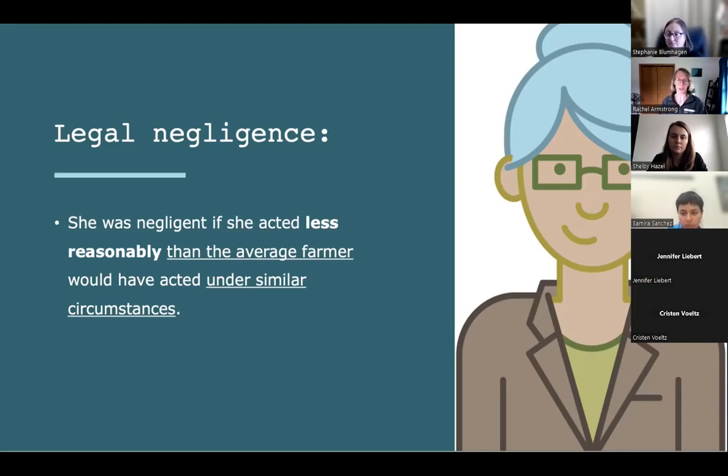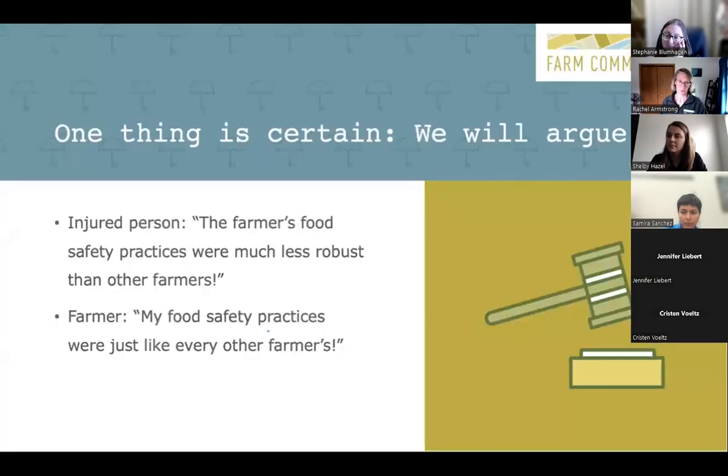Like, who puts out the survey asking cantaloupe growers, how do you irrigate? How do you harvest? Is there a manual? Do we go read the cantaloupe harvesting guide that everybody reads? In many cases, no, we don't know what the average farmer does. We don't know where that guide is that tells us what we all do in this situation. With a definition like this, there is only one thing that we can be certain of, and that is that we will argue.